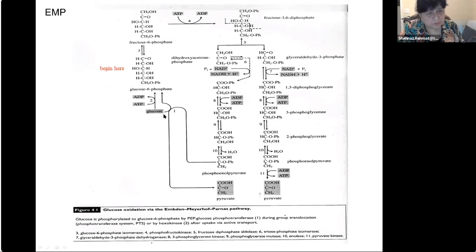So two mechanisms of glucose which is transported across, and whether it uses an ATP to phosphorylate it or it uses the PEP to phosphorylate it. You will come up with the precursor to this whole EMP, which is your glucose 6-phosphate. Do you understand this glycolysis and the cycle?